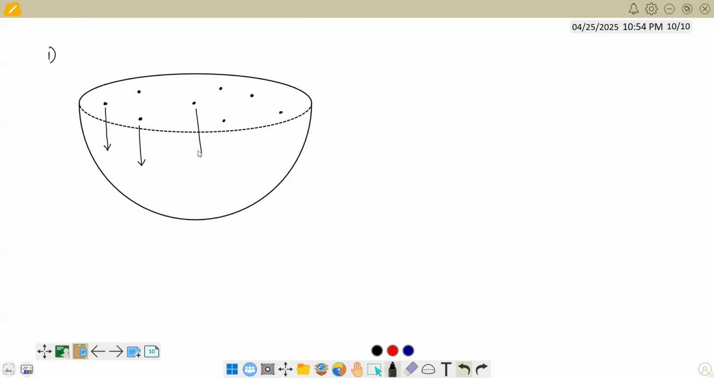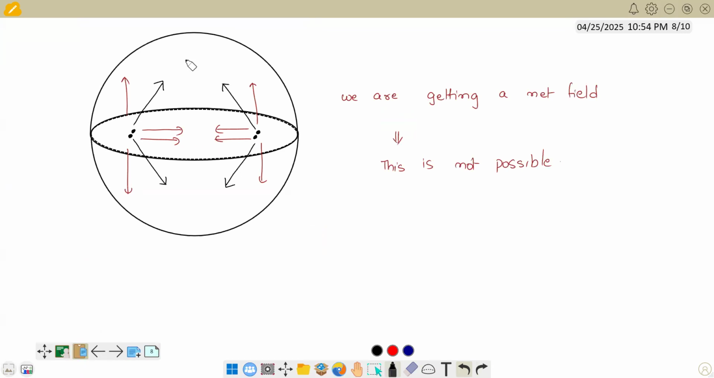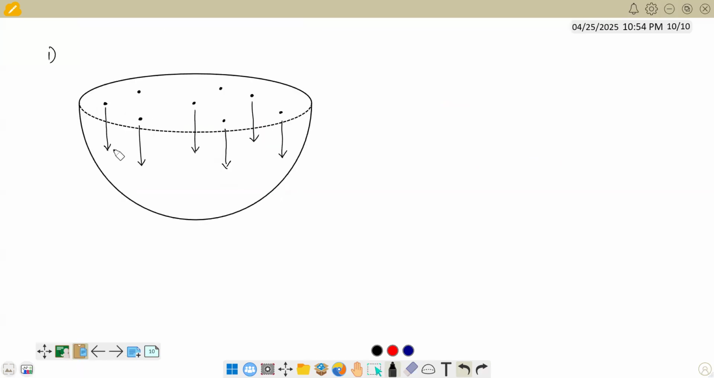Understood? It is perfectly and vertically downward. No other field direction, horizontal field direction, is at all possible. Even an inclined field direction is not at all possible. Why? Because if you assume the inclined field is possible, and when you draw a symmetrical image exactly and place it on top of this, you are getting a net field in this direction. But we already know for a full spherical shell, by the shell theorem, that the net field at any point must be equal to 0. So the only possible answer would be downward.